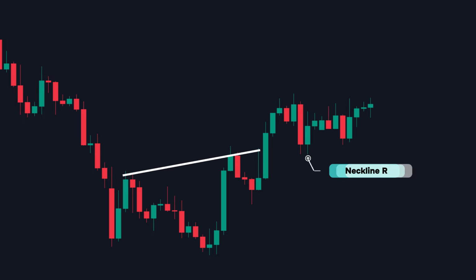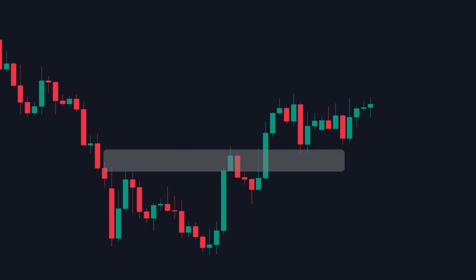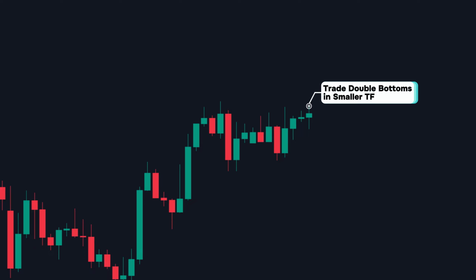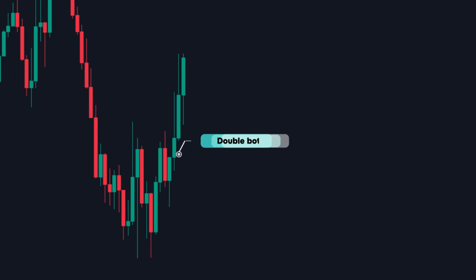Also, the price has recently retested the neckline, confirming this key level as support. To refine our entry, we'll now move to a smaller time frame to look for a double bottoms formation near the neckline. On the 15-minute time frame, wait patiently for a double bottoms pattern to form.